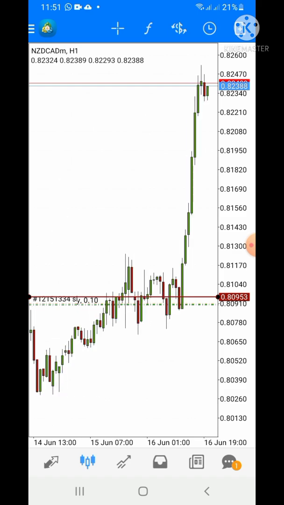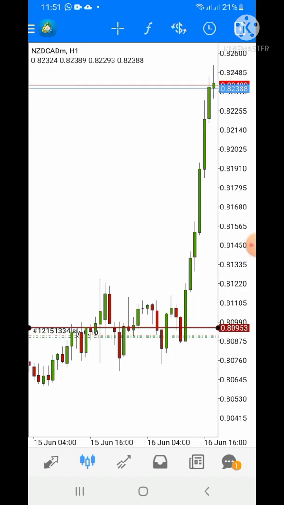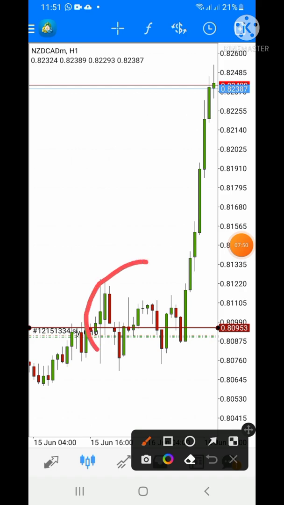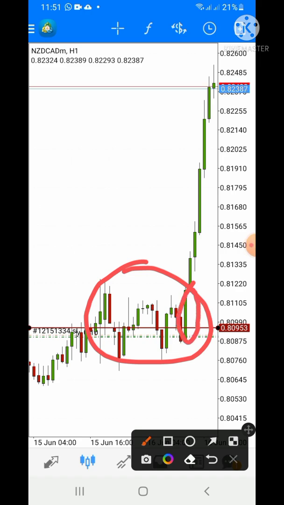Now let me repeat again. Have you understood this? Zoom this. You see this. Then after even this, we have a nice engulfing candle. What does it mean? Strong bullish momentum. It gives us confidence to keep on holding our trade.